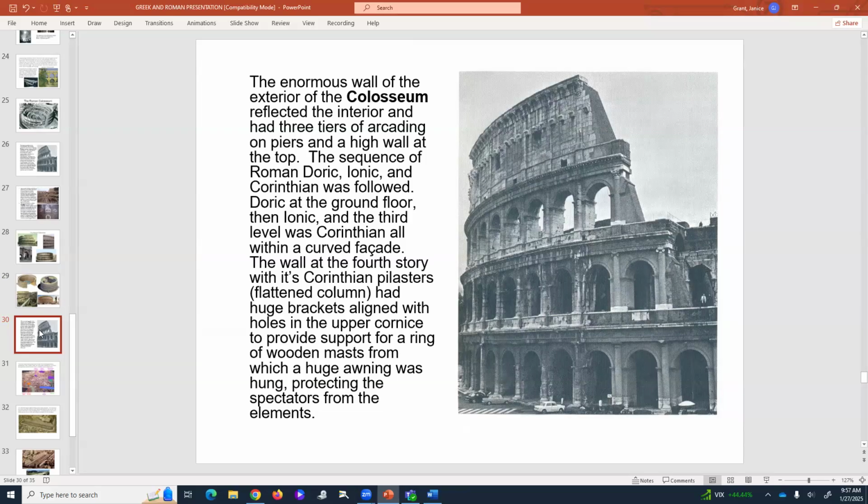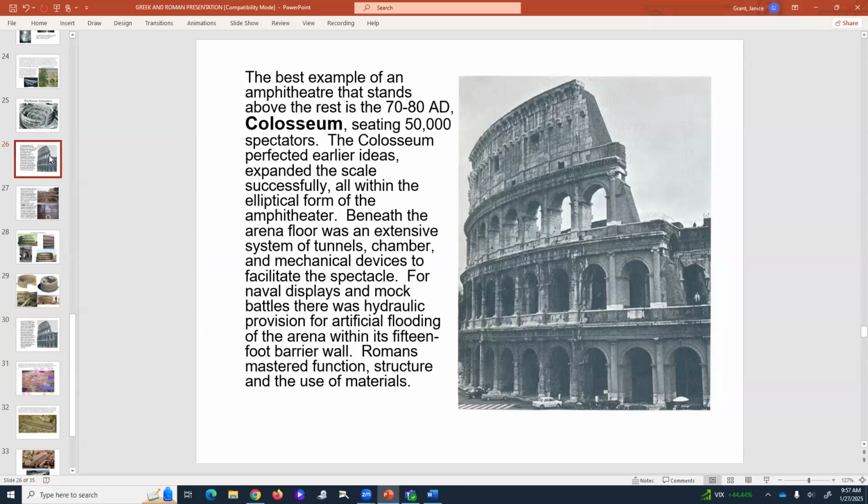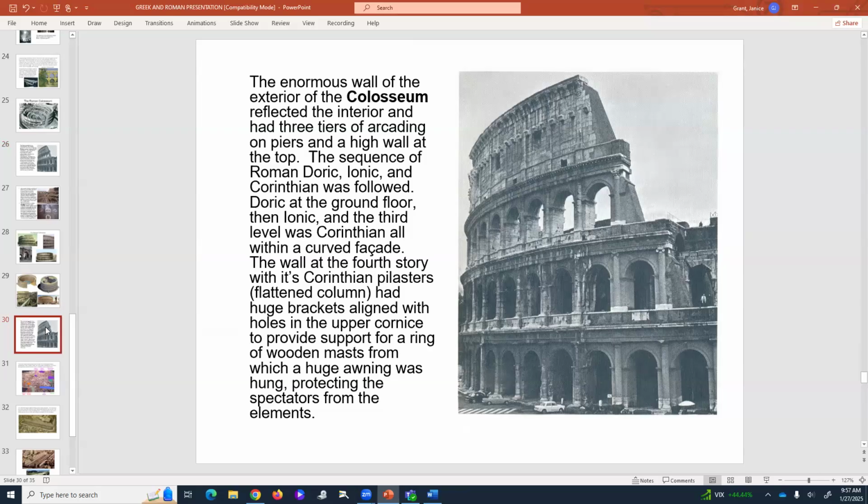Oh, and is this like the same one? It's pretty close. I think this one just has more of it, like the sequencing of the columns and curved facade.